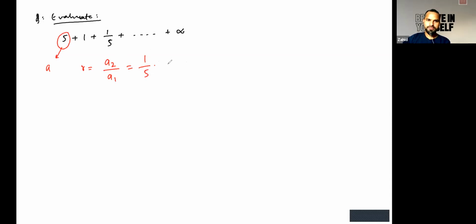Now apply these two terms in the formula for the infinite sum. So S infinity is equal to A divided by 1 minus R. Now put all the values in this equation, you'll get your answer. So A is 5, R is 1 by 5. If we take the LCM of the denominator, it would be 5 minus 1, 4 by 5. 5 will move into the numerator, so it will become 25 by 4.